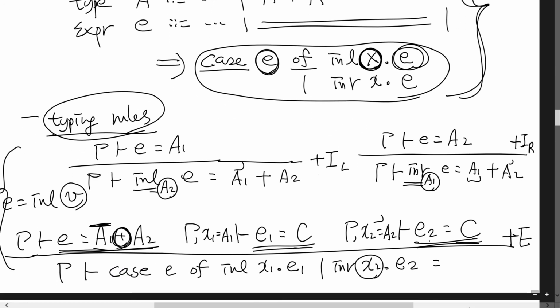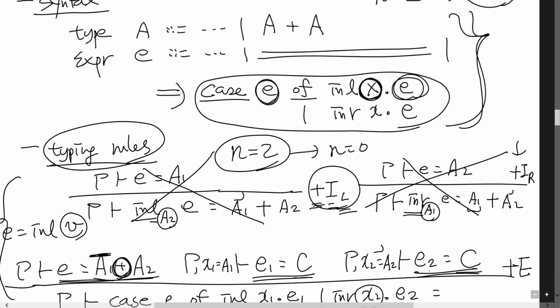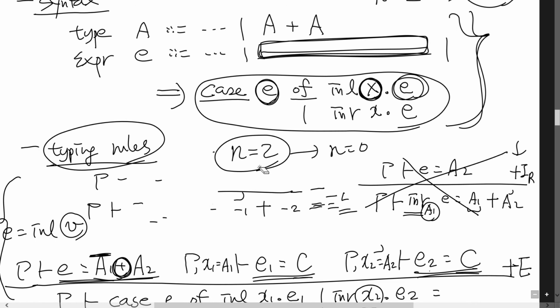Or from the typing rules, in the case of n is set to 2, we have two introduction rules: sum type introduction left, and sum type introduction right. Now what happens if we set n to 0? Then there are no introduction rules, which is consistent with our observation here. If n is set to 0, there's no injection expression. So these guys are all gone.